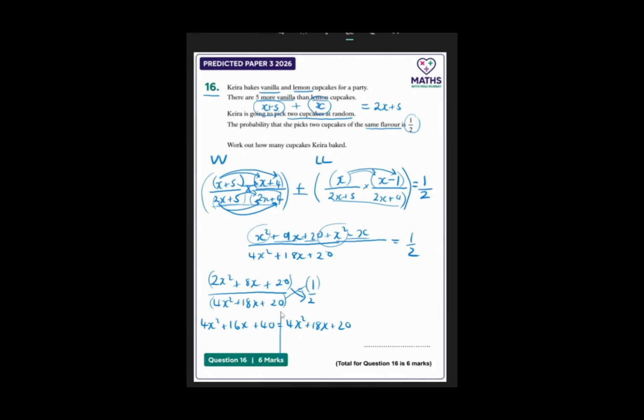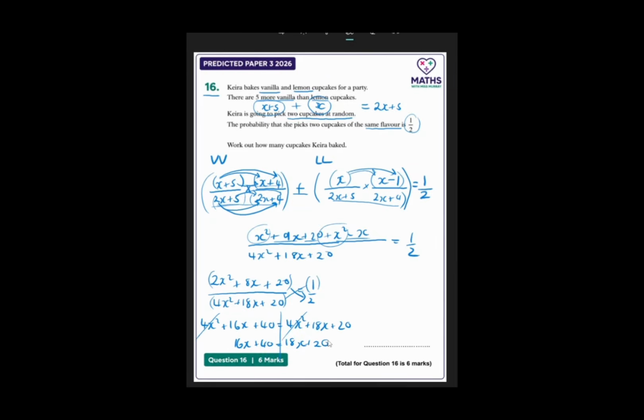If it's a quadratic, I've got to make it equal to 0. However, because I've got 4x squared on both sides, I can just minus 4x squared and it cancels those out. So I'm actually left with 16x add 40 equals 18x add 20. So that's just a solving equation question.